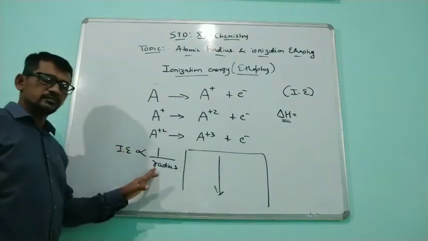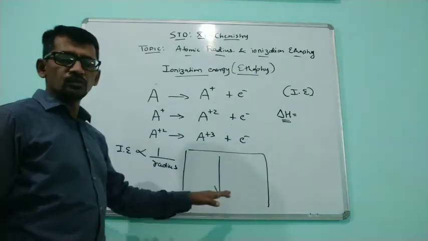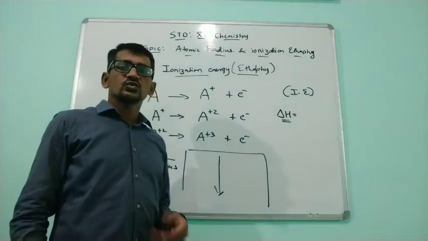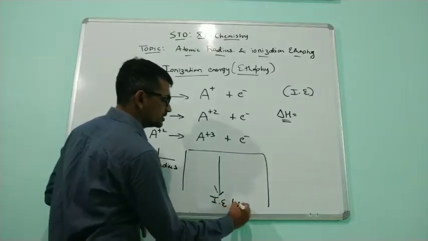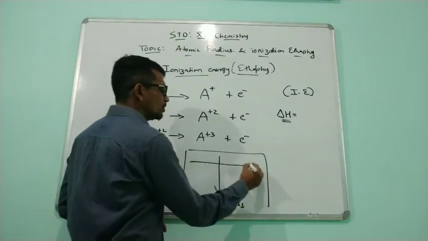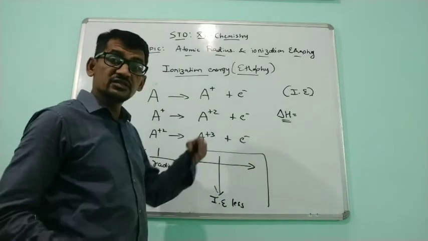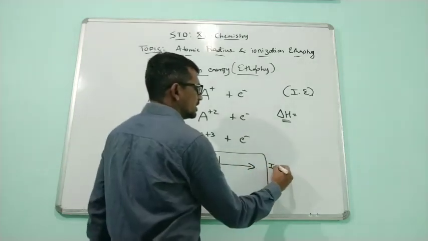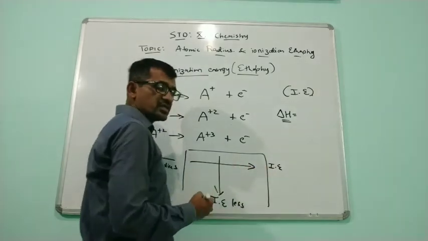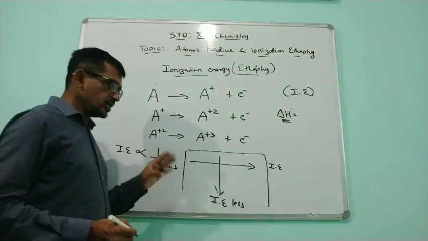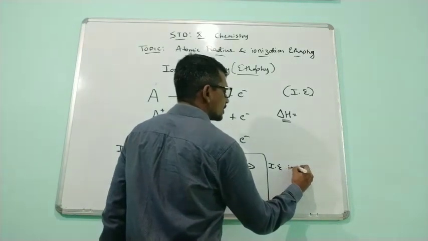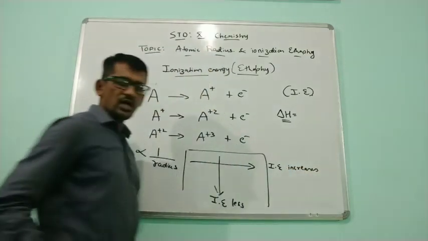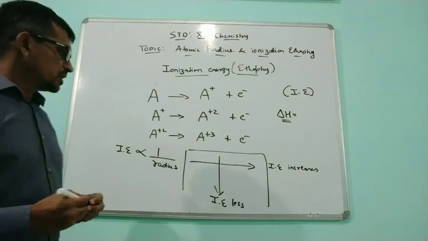Remember this. If you move down the group, the radius increases, so ionization enthalpy is less. If you move across a period, the radius decreases. So if you move from left to right in a particular period, then ionization enthalpy will increase.